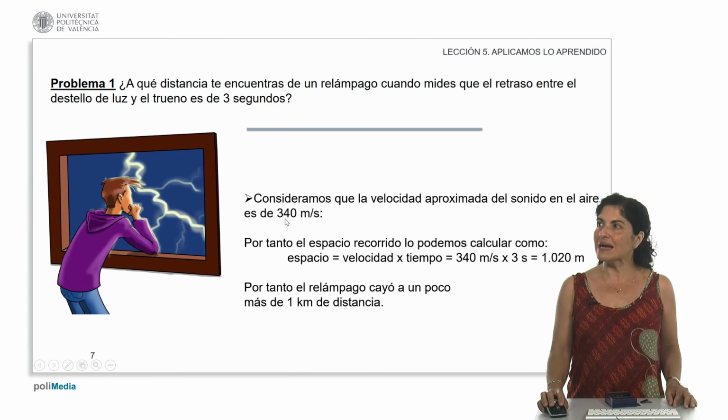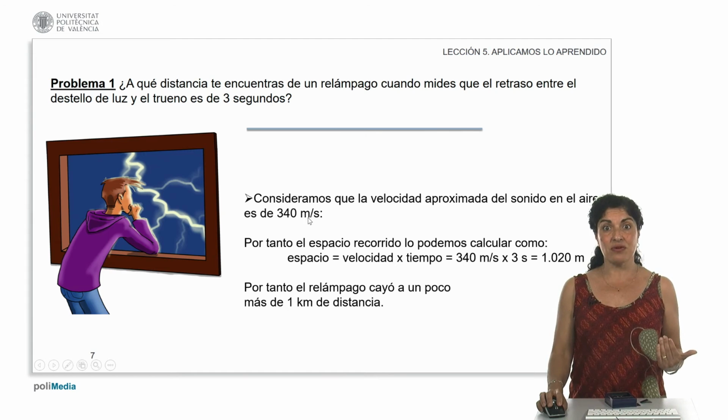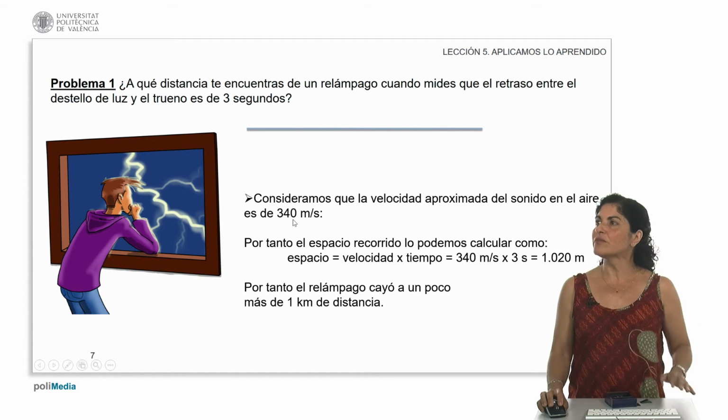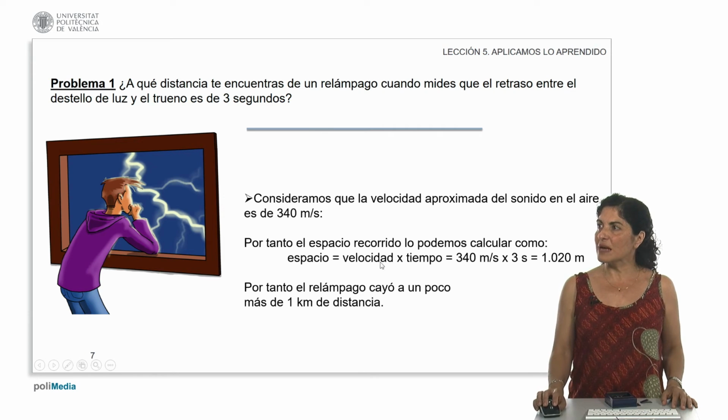Therefore, if we take into account that the sound propagates at 340 meters per second, and we want to know the distance at which the flash, the lightning, has been produced, I am going to calculate that space as the speed times the time. The speed is 340 meters per second times the 3 seconds that we have taken to detect the sound. Therefore, the lightning has fallen at 1,020 meters, more or less, at 1 kilometer from where we are.